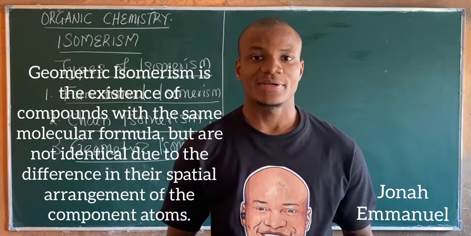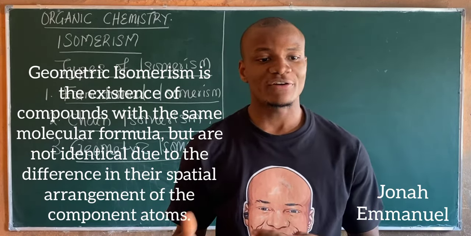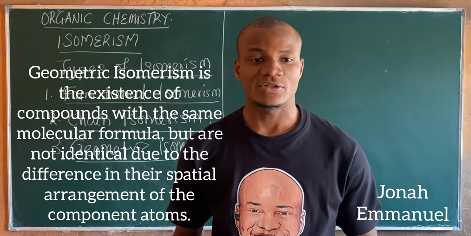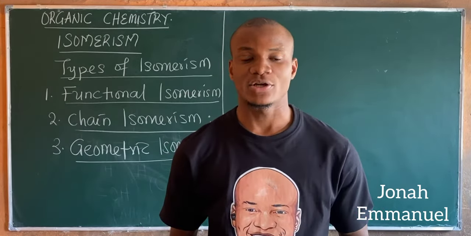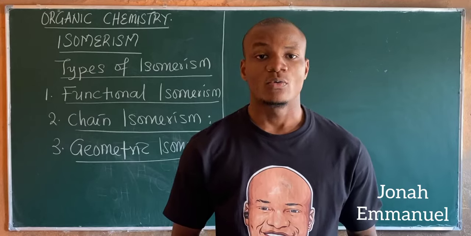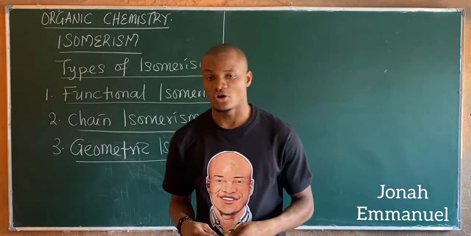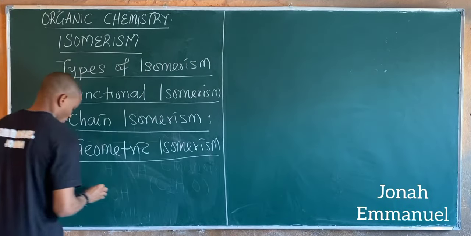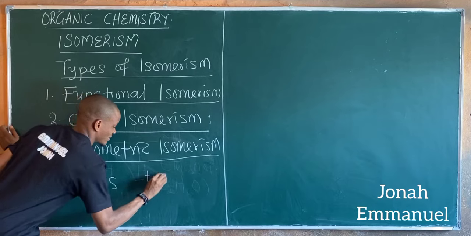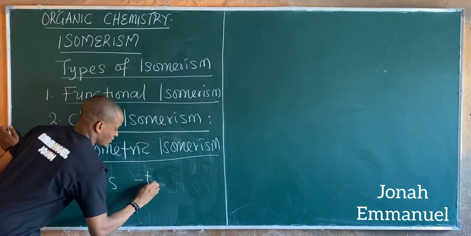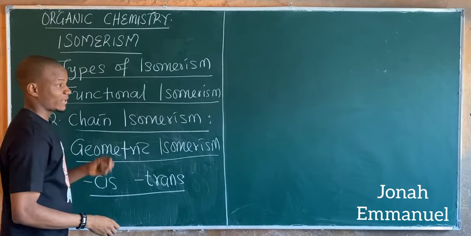Geometric isomerism is the existence of two or more hydrocarbons with the same molecular formula but are not identical due to the difference in the spatial arrangement of the component atoms. When it comes to geometric isomers, there are two types. The first one is known as the cis and the second one is known as the trans. So we have cis and trans types of geometric isomers.